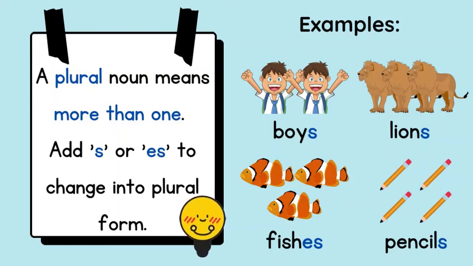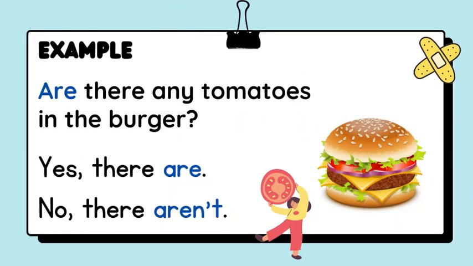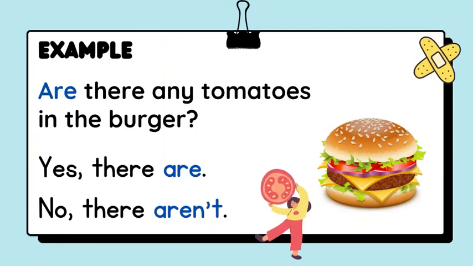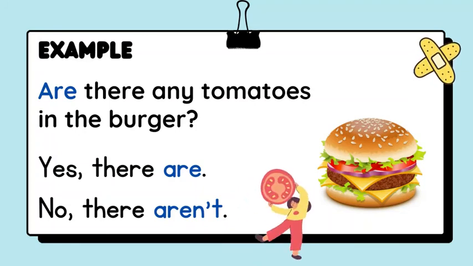How about the fishes? How many fishes? Three, so they are plural. And we need to add es, fishes. Let's look at an example. So for tomatoes, there are two tomatoes, so we need to use are because it is plural. Are there any tomatoes in the burger? Yes, there are. Or no, there aren't.